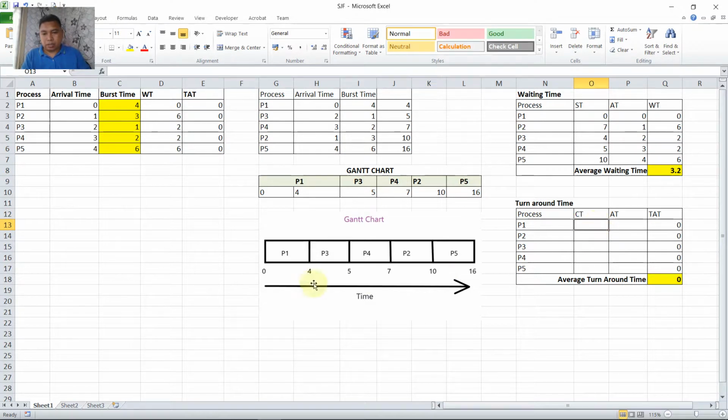P1, completion time is 4, arrival time is 0. For P2, completion time is 10, arrival time is 1. For P3, completion time is 5, arrival time is 2. For P4, completion time is 7, arrival time is 3. For P5, completion time is 16, arrival time is 4.